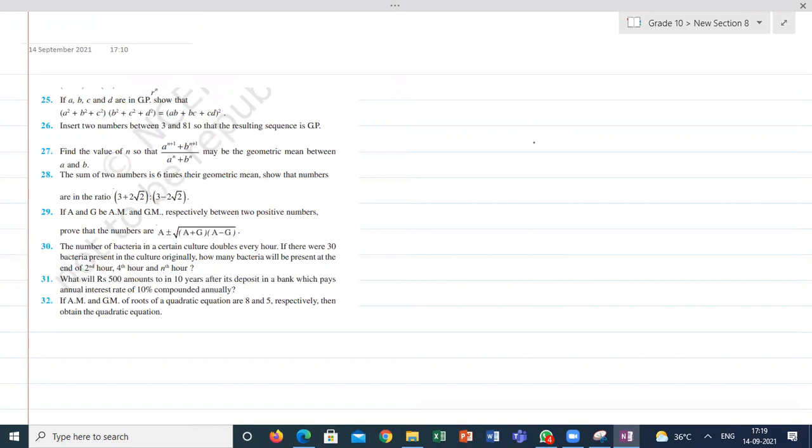Find the value of n so that a power n plus 1 plus b power n plus 1 divided by a power n plus b power n may be the geometric mean between a and b. So what is the meaning of geometric mean, students? What is the geometric mean of two numbers? Suppose p comma q. Geometric mean is what? Root of pq only, no? Will you agree?